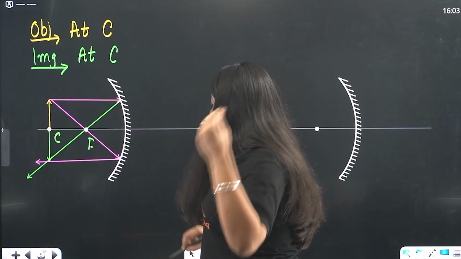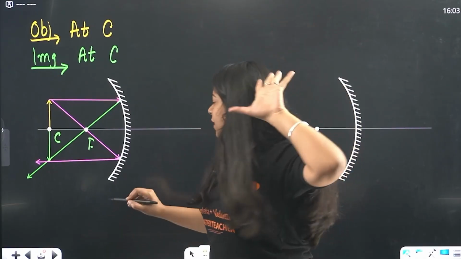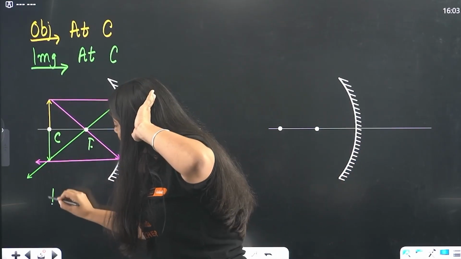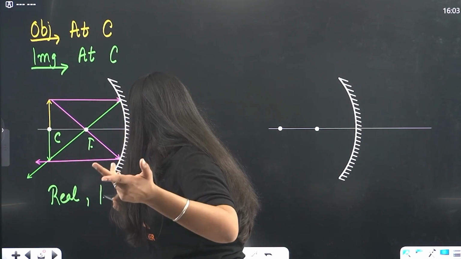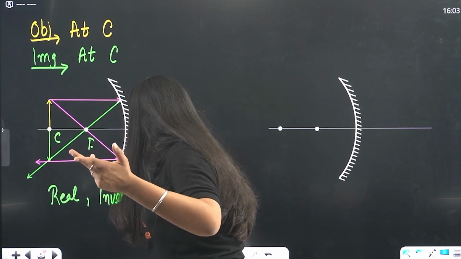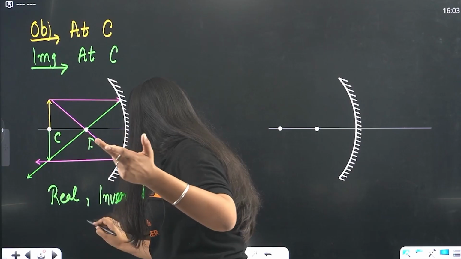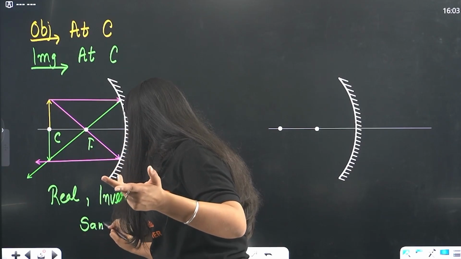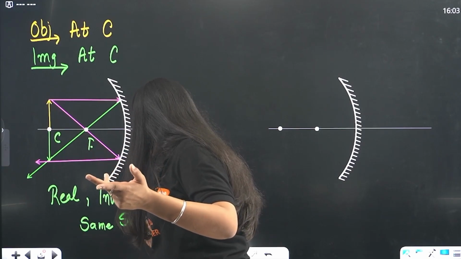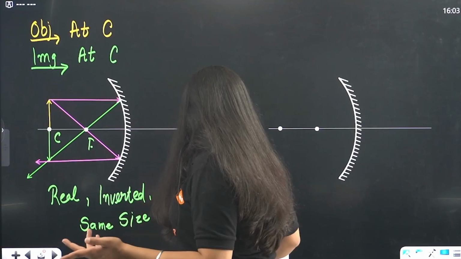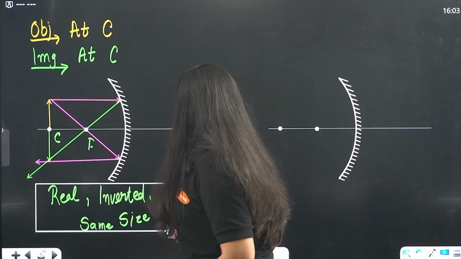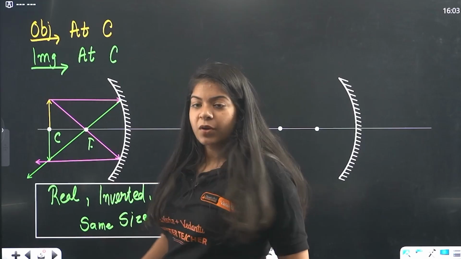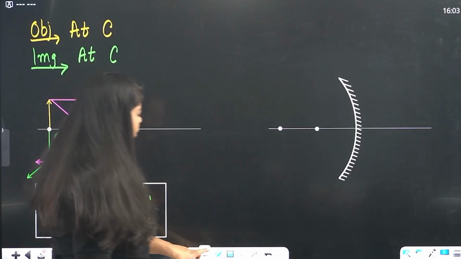Now ma'am, this is concave mirror. In the first 5 cases, the real rays are meeting, so the image is real. And of course ma'am, the image is inverted here, so the image is inverted. And of course ma'am, here the size is same, so we have same size of image. Done beta, understood. If you have any doubt, you can ask me in the live sessions. Now moving on to the next case.